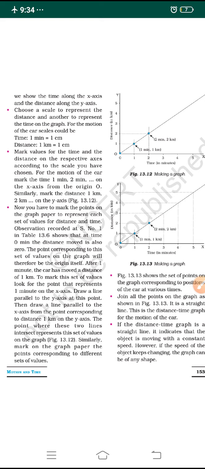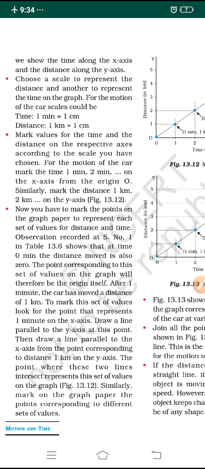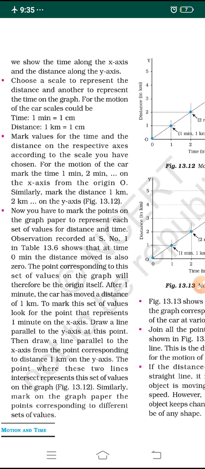For the motion of the car, the scales that could be taken are these: you can represent the time in minutes, supposing 1 minute as 1 centimeter, and for the distance you take the scale as 1 kilometer as 1 centimeter. Now you have to mark the values for the time and the distance on the respective axes, both axes, according to the scale which you have chosen.